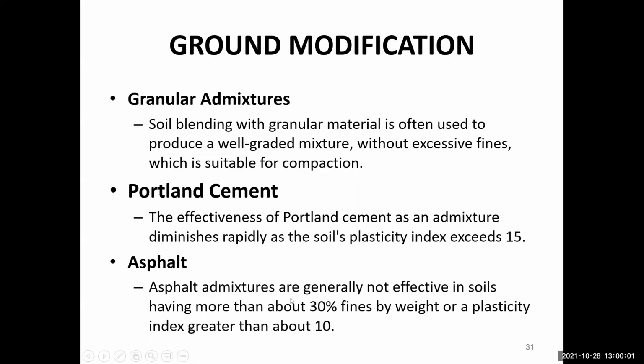Asphalt. Asphalt admixtures are generally not effective in soil having more than about 30% fines by weight or a plasticity index greater than about 10. So asphalt can also be used, but remember that it may not be very effective under these conditions. That is, if the soil has more than 30% fines. There are some sieve sizes by which we can measure the amount of fines. Very finely graded soil may not be very effective, or in the other case, if the plasticity index is greater than about 10.